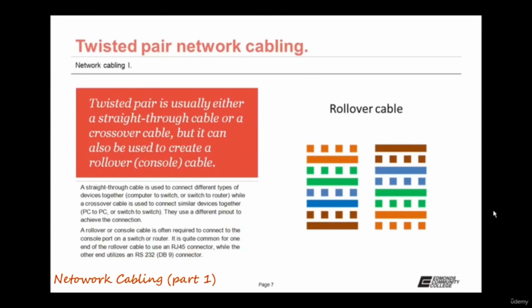A straight-through cable is used to connect different types of devices together, as in a computer to a switch or a switch to a router.